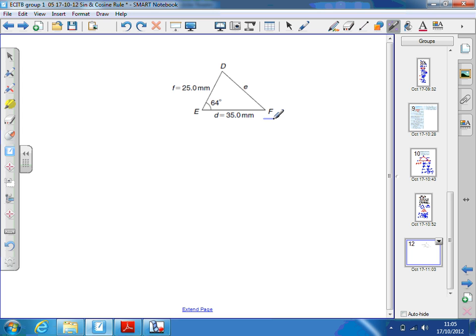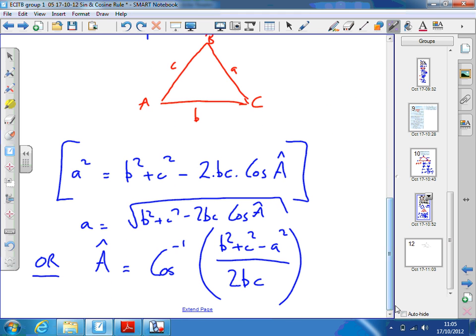In a real problem, that's just the question you have to ask yourself. It doesn't always say use the cosine rule to do this. You need to decide which rule to use. The sine rule is the easiest to use, so if you can use the sine rule, use it. But in this case, you can't, so we have to fall back on the cosine rule. We're after a side, so we're going to use this formula: a squared equals b squared plus c squared minus, and so on.